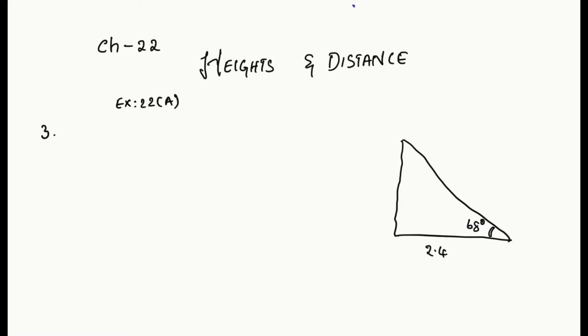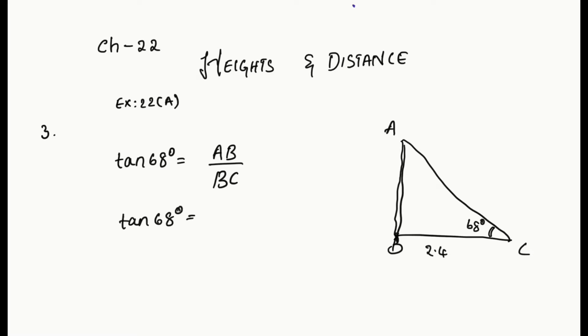You can just write it like this: height up to which the ladder reaches, that is AB, you need to find out. They didn't ask the height of the ladder, but the height up to which the ladder reaches. So in order to find that, look at the figure, we have to use tan, right? So tan 68 equal to AB by BC, and we already know BC is 2.4. So we need to find what is tan 68.